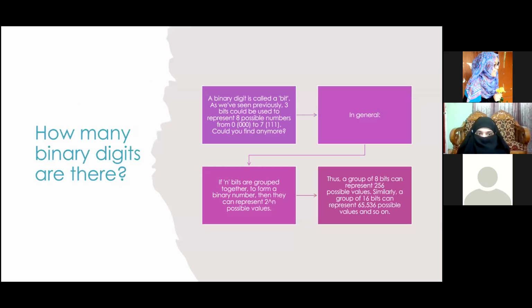How many binary digits are there? A binary digit is called a bit. As we have seen previously, 3 bits could be used to represent 8 possible numbers from 0 to 7. Would you find any more? In general, if n bits are grouped together to form a binary number, then they can represent 2 to the power n possible values. Thus, a group of 8 bits can represent 256 possible values. Similarly, a group of 16 bits can represent 65,536 possible values and so on.